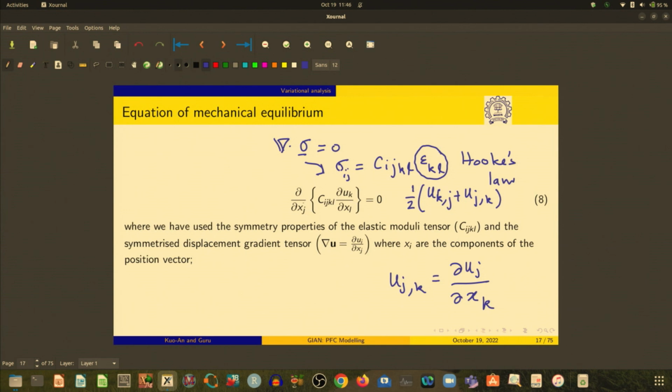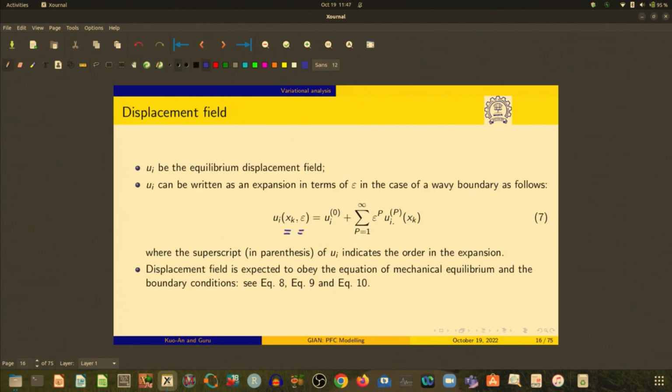Okay. So, dou by dou x_j of C_ijkl dou u_k by dou x_l equals 0, where we are using Einstein summation convention. So, k, l etc. will get summed over, j will get summed over. So, this is a vector equation. Okay. If you are in 3D, there are 3 equations here, and C_ijkl is the elastic moduli tensor, and the displacement gradient tensor is del u, and its symmetric form is basically what the strain is. Okay, and the x_i are the components of the position vector. So, this equation of mechanical equilibrium should be satisfied by the displacement field that I am assuming, right.